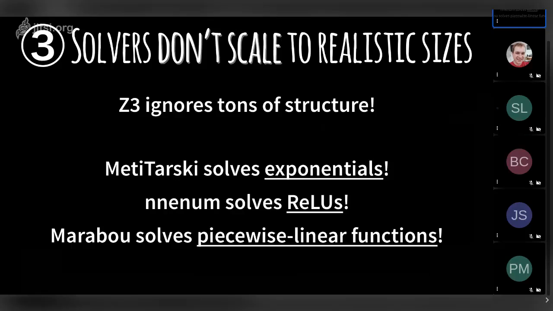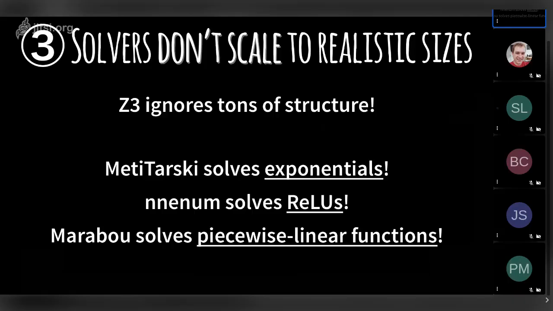And finally, the last point is that solvers, and by this I mean SMT solvers, don't scale to realistic sizes. So don't let the graph that I showed you just now fool you. Those networks were all extremely shallow, and they map directly from n inputs to 1 output. And once you start getting any more complex, Z3 starts scaling very, very poorly.